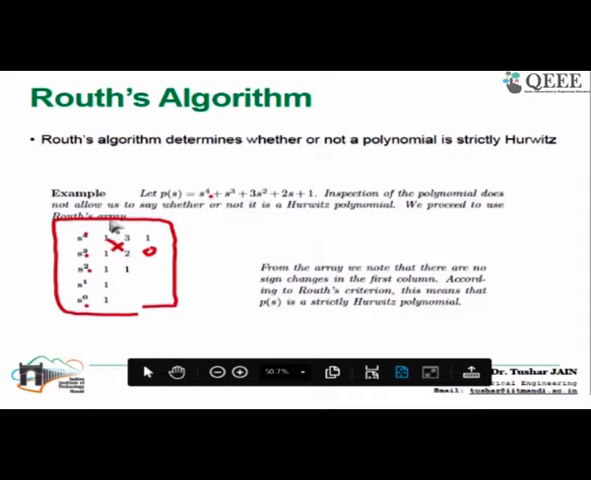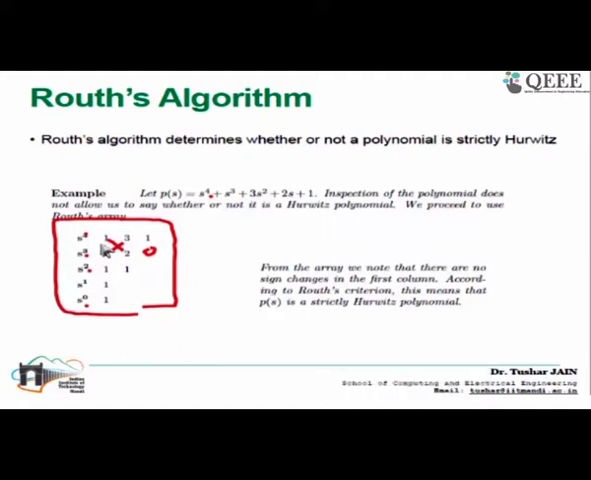So now you see, in the first column there are no sign changes. All the values remain positive, meaning that none of the roots lie in the right half plane.